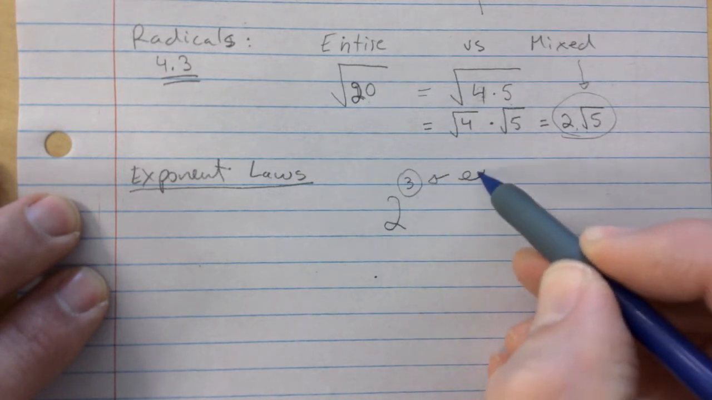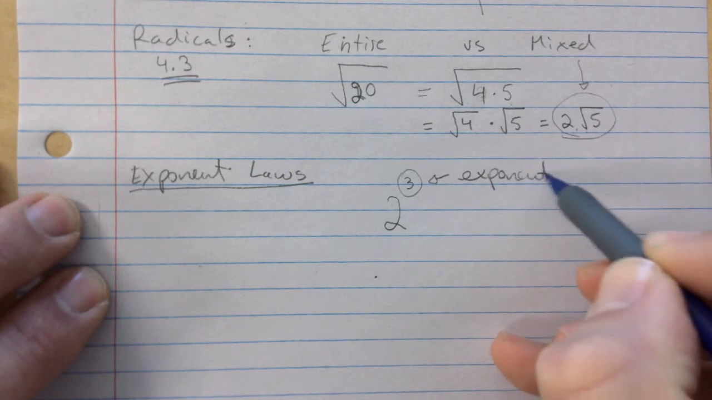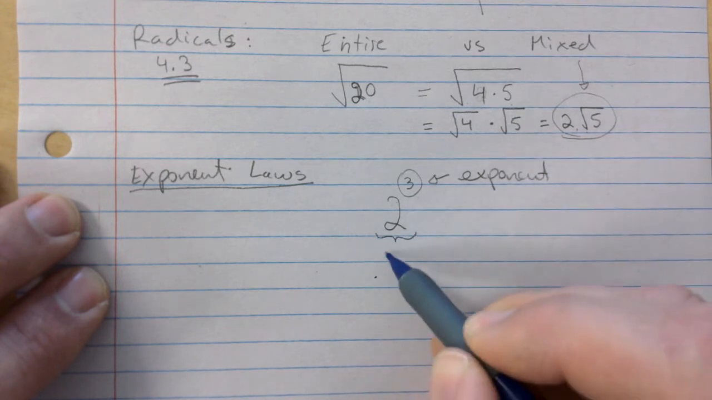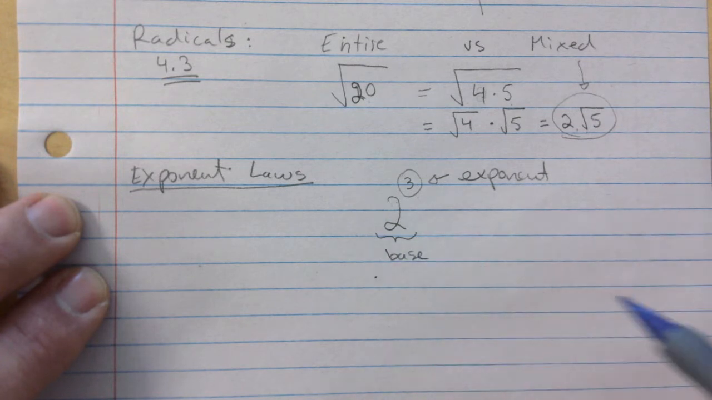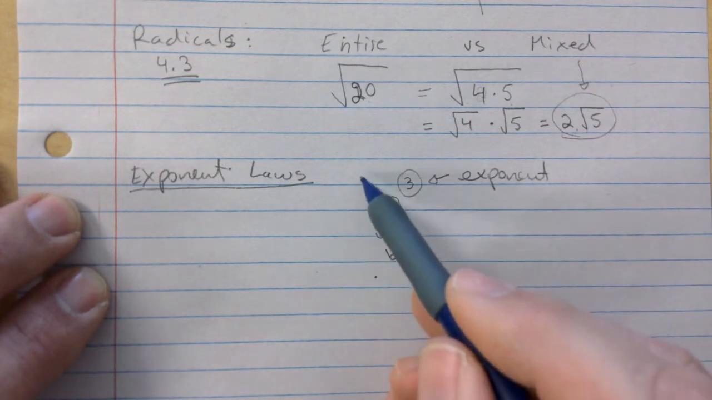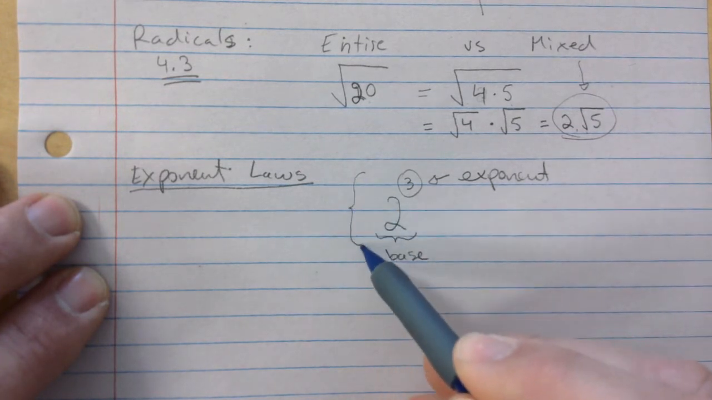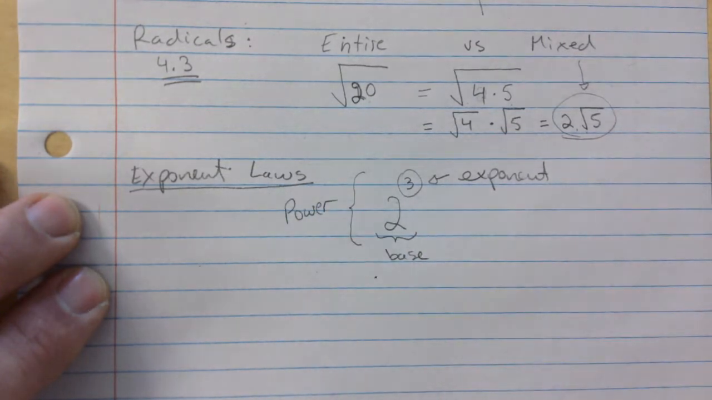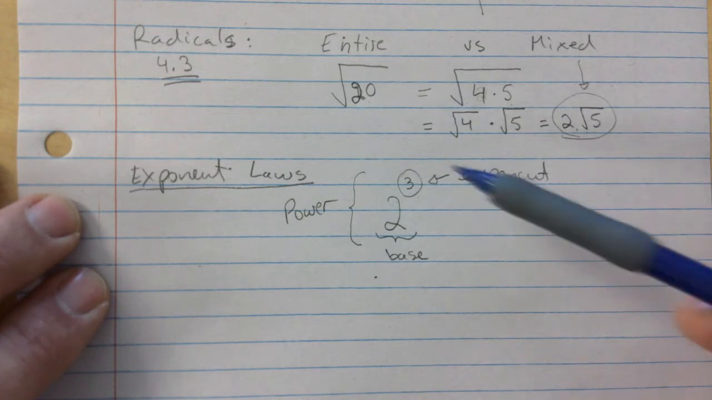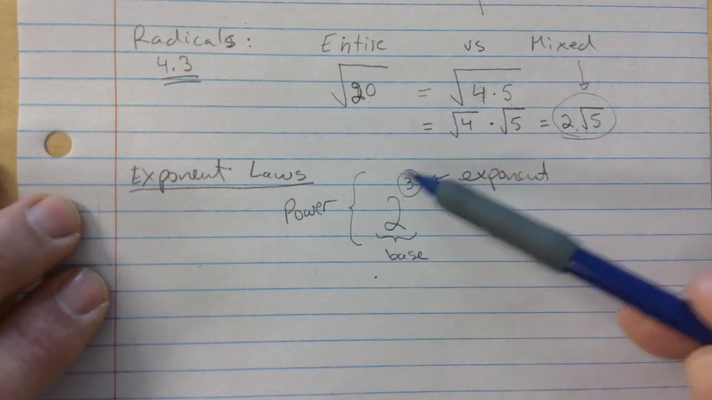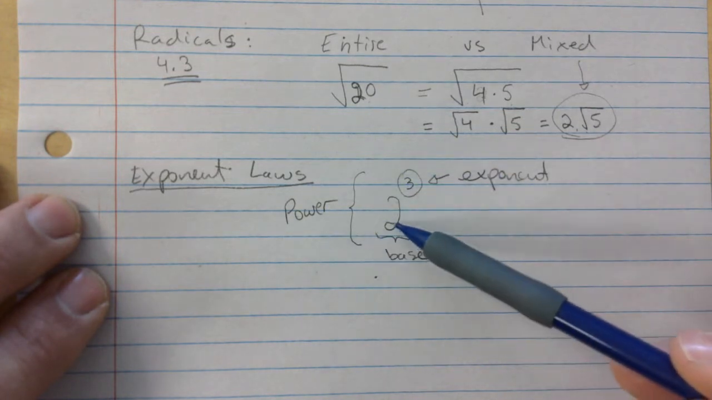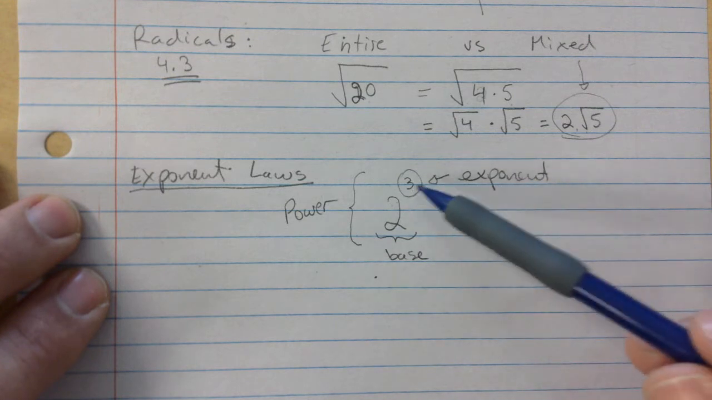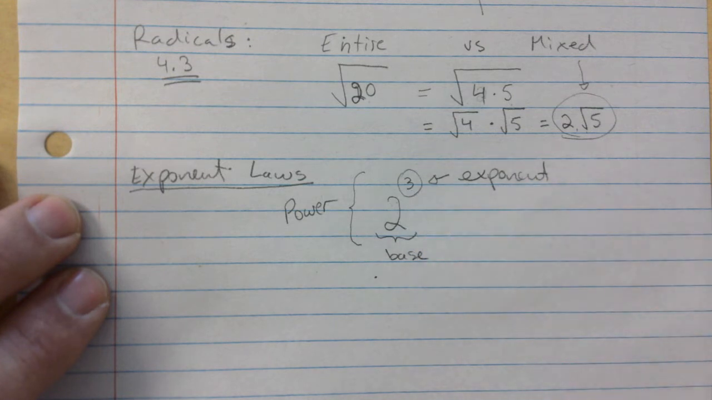So if you have 2 to the power of 3, let's say, this number up here we call the exponent. This number here we call the base. And the entire thing is what we refer to as a power. Sometimes we say 2 to the power of 3, but really what we mean is that the exponent is 3 and the base is 2.